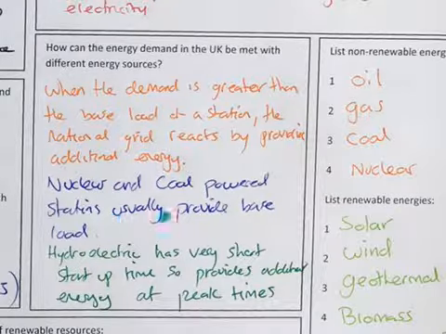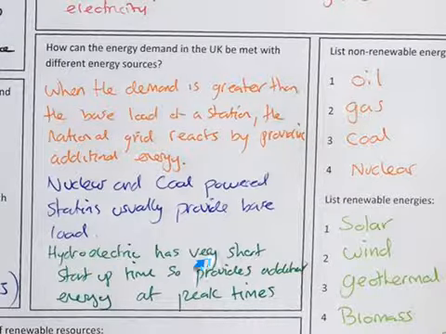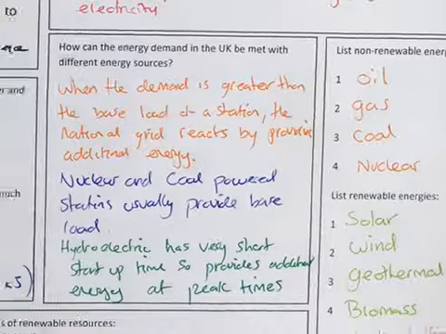Nuclear and coal power stations usually provide the majority of this base load, and what will happen is hydroelectric and some renewable energies, which have very short startup times, will help. If you think about it, I'm just literally opening a tap on hydroelectric, letting the water run through to turn my turbine. That's going to provide additional energy then at peak times or at peak events, shall we say.